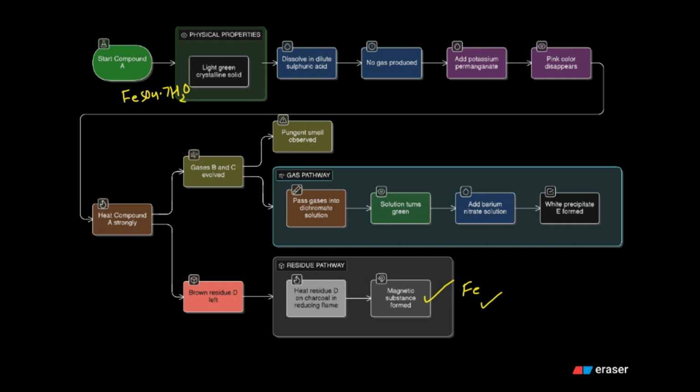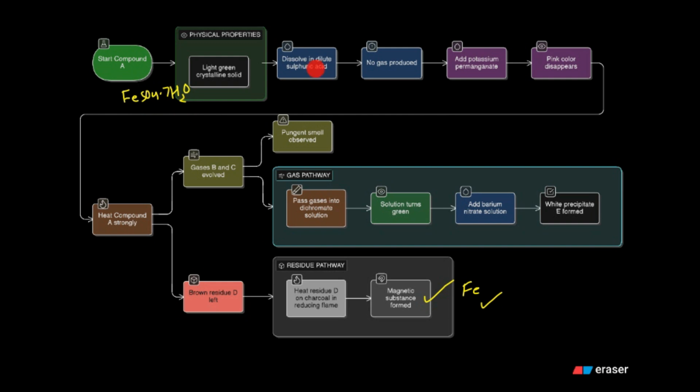And then in the second observation, when you dissolve this light green color compound in dilute sulfuric acid, no gas is produced. This is a typical behavior of your sulfates, because your iron sulfate will never produce any gas when you dissolve it in dilute sulfuric acid, right? No gas is produced, because dilute sulfuric acid is used to check the hydrolysis of these salts. This strongly recommends compound A as the ferrous sulfate compound.